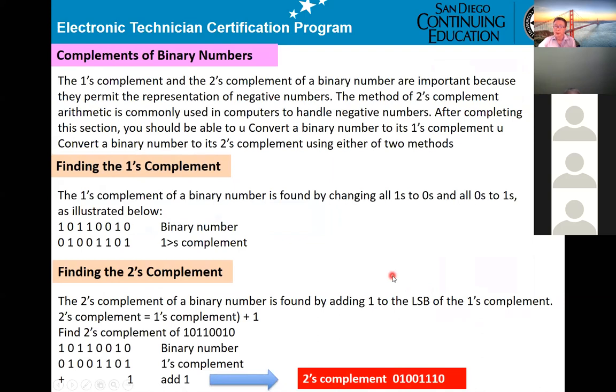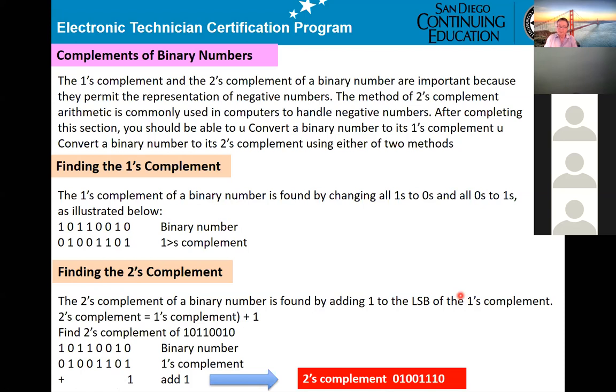Complement of the binary number. You understand in the computer, they have to deal with both positive and negative numbers. So they have a number system to deal with the positive and the negative. That's what they call first complement or second complement. In the computer, either system can be built, not both. Normally they use second complement.